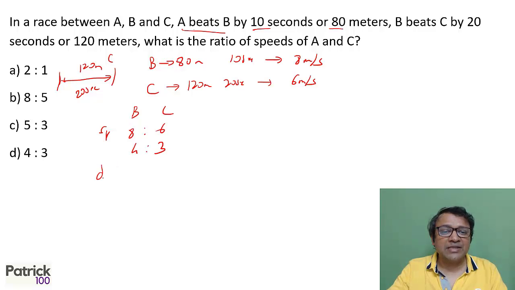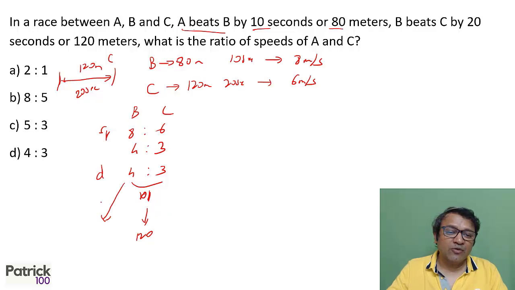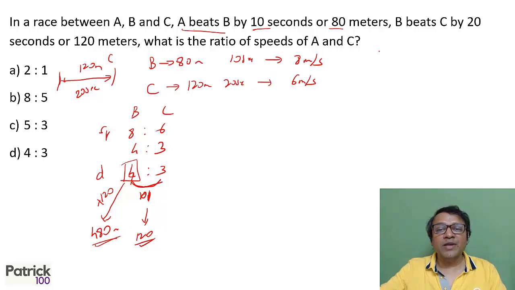It will be the same as the distance covered by them, 4:3 at the same time. Now the difference between them is 120 meters when B completes the race. So that means the total race will be 4 into 120, which will be 480 meters. The difference between 4 and 3 is 1, which is 120 meters when B completes the race. So 4 stands for 480 meters. So 480 meters is the complete race.